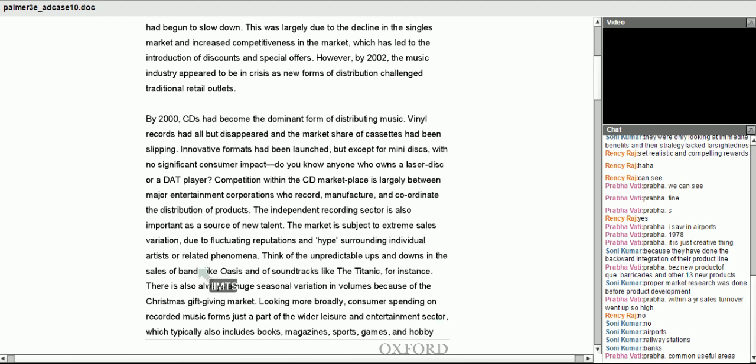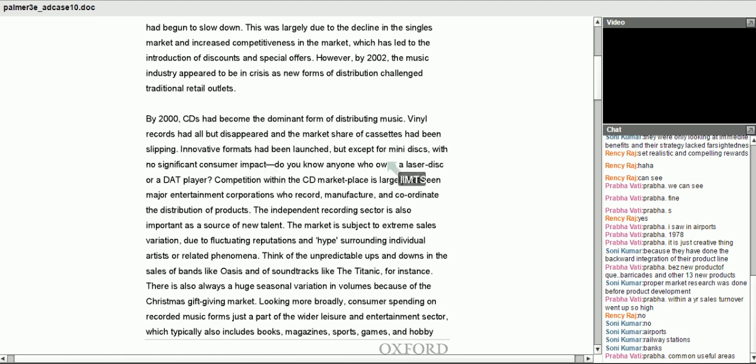Now let's get to the main content. By 2000, CDs had become the dominant form of distributing music. Vinyl records had all but disappeared and the market share of cassettes had been slipping. Yes, even in India, after 2000, 2001, the sales of cassettes started declining and now only CDs were there in the market. And even if I talk about present time, you will not find a tape recorder repairer in the market now. They are also extinct. You won't find them.